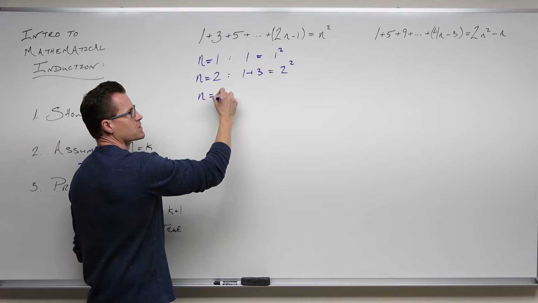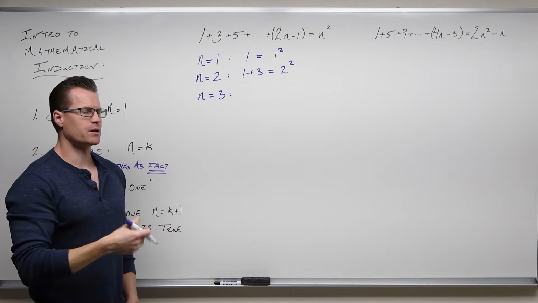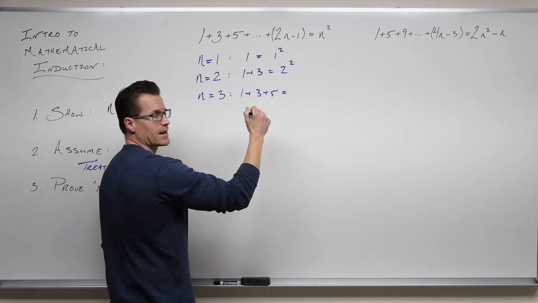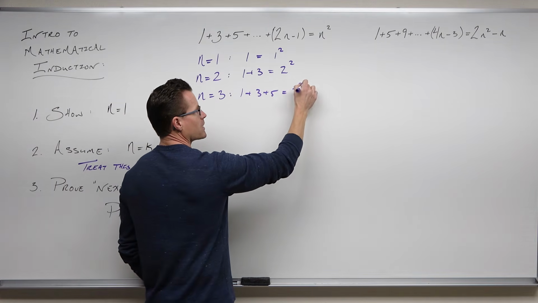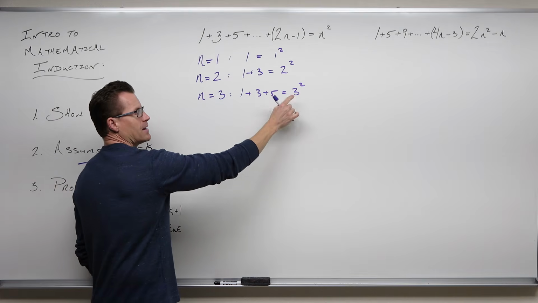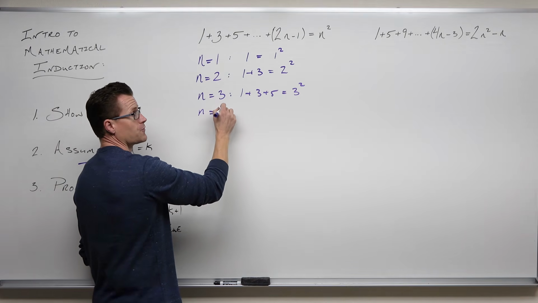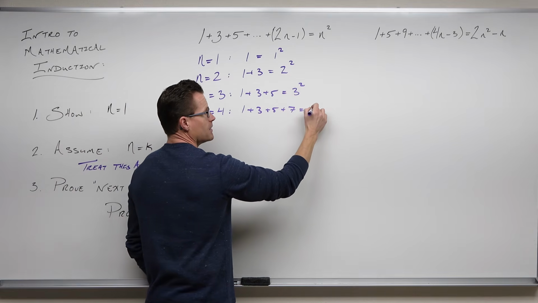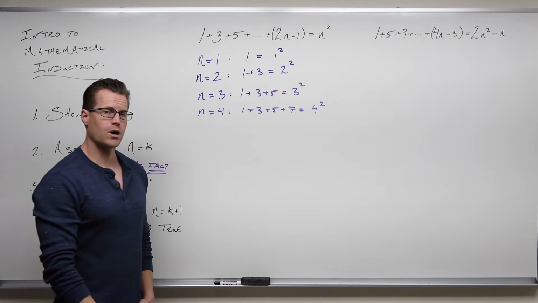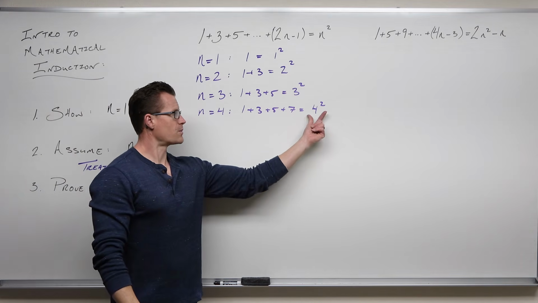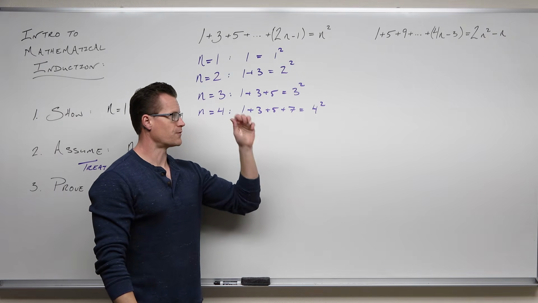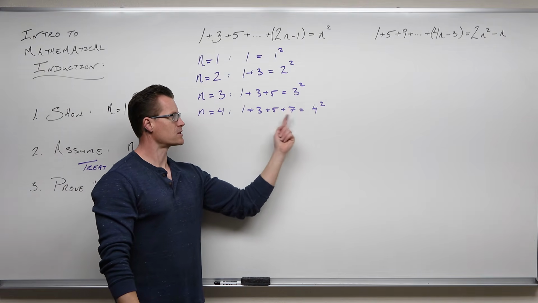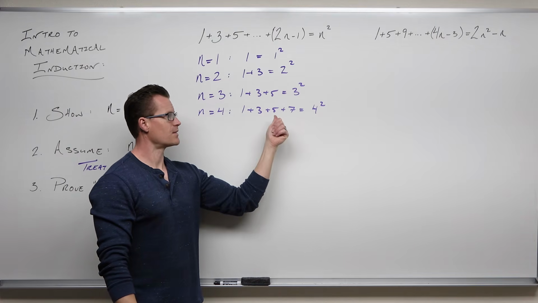I'm going to do two more just so you get the feel. How about the first three odd numbers? The first three odd numbers would be 1 plus 3 plus 5. I've added three odd numbers. 3 squared is 9. That's 9. How about adding the first four odd numbers? 1, 3, 5, and 7. Is that equal to the first four odd numbers squared? So 4 squared, that would be the 4 odd numbers I'm adding. And these are the values of the odd numbers. That would be 16. That is 16.